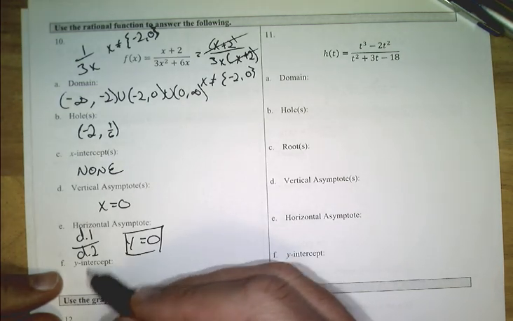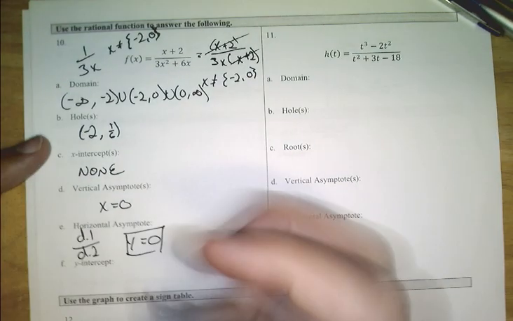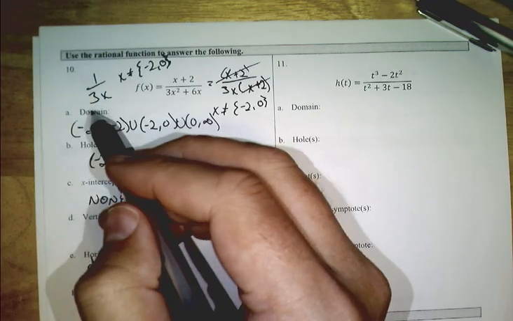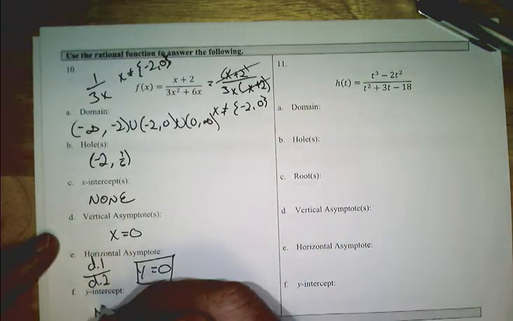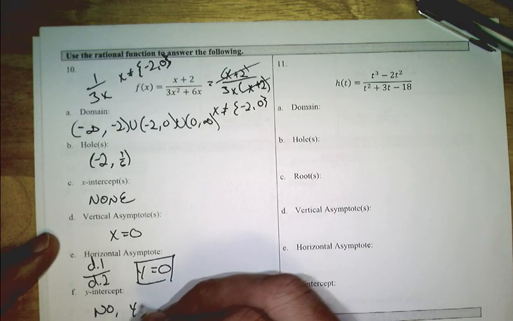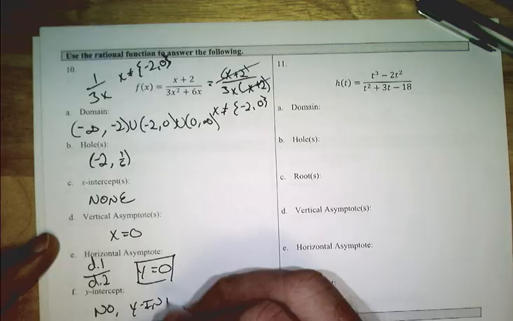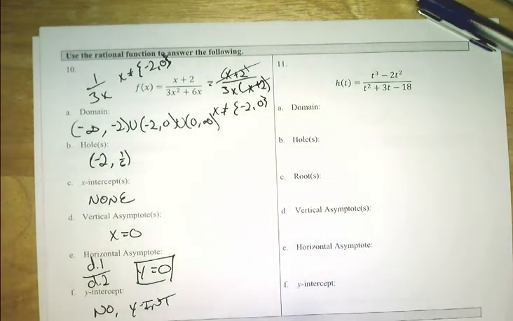And then the y-intercept. If I plug in 0 for the x value, it is actually an asymptote. So if I plug in 0, I get 1 over 0, which is undefined. So there is no y-intercept, because at 0 there's an asymptote, so that will not work out.